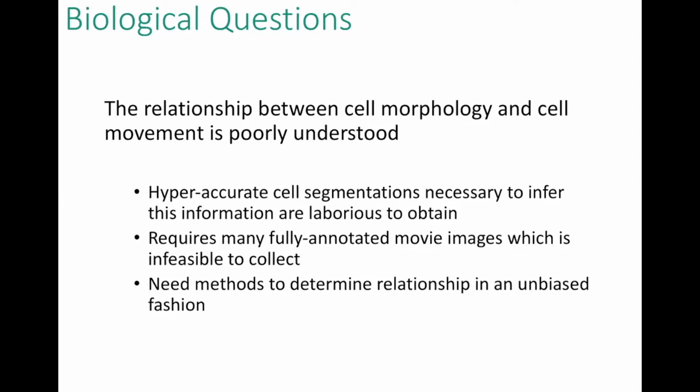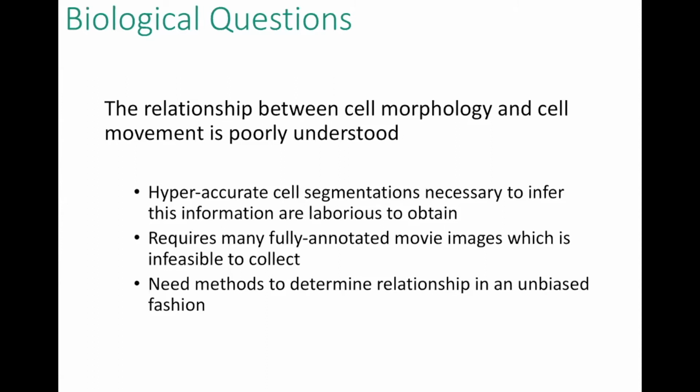and also moves in certain directions. And so the goal is understanding if you can look at the morphology of the cell and then predict in which direction it's going to be moving. Now, as you can imagine, you need very accurate cell segmentations to be able to infer this relationship. We call these hyper-accurate segmentations. It's not just trying to figure out where the cells are, but you really need to be able to delineate the boundaries quite well.